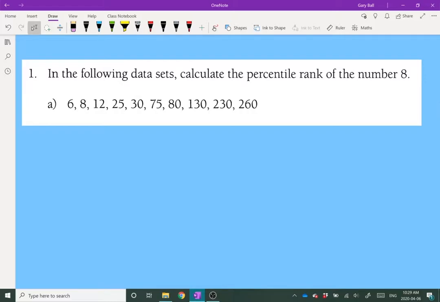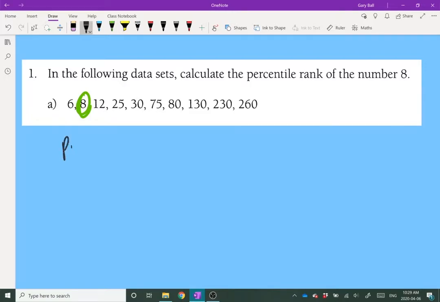So here I have a data set. We've got a set of numbers. They want to know what is the percentile rank of the number 8. Now you always have to put your numbers into order, except in this case, that's already been done for you. So I am looking at the number 8.